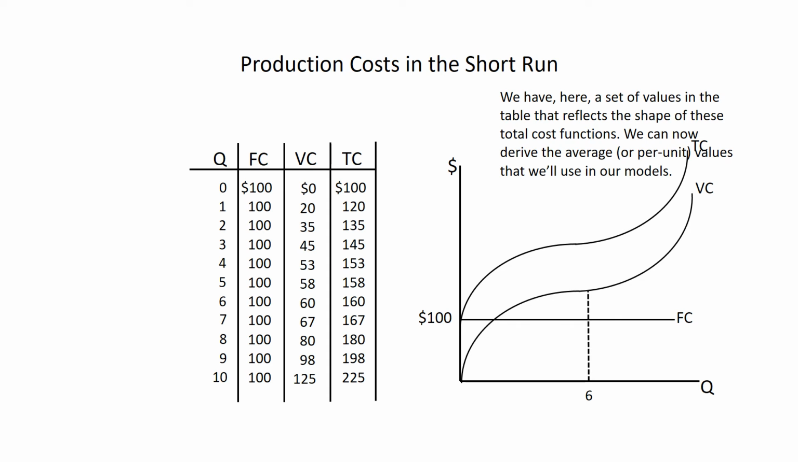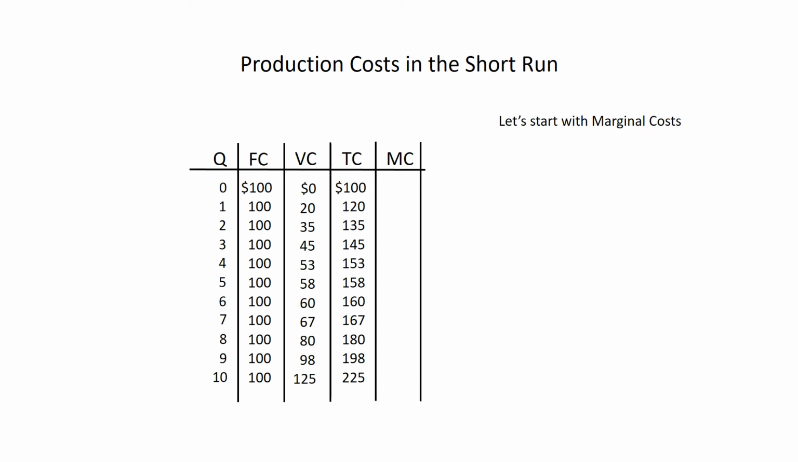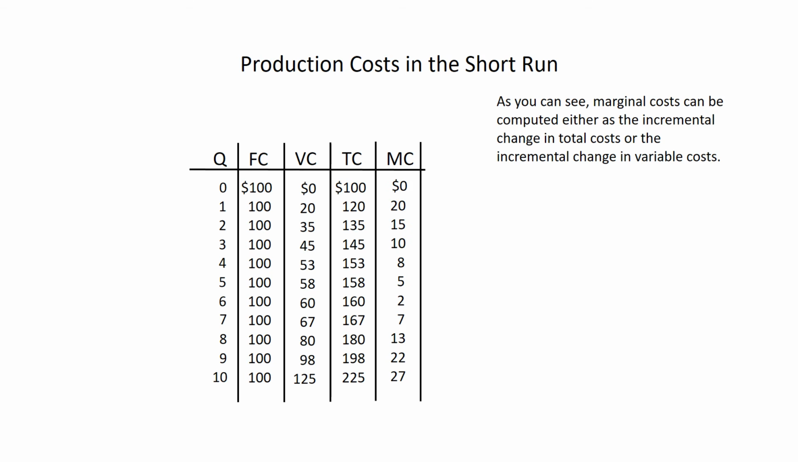We have here a set of values in the table that reflects the shape of the total cost functions: the total cost, the total variable cost, and the total fixed cost. We can now derive the average or per unit values that we'll be using in our models. But before we get into the average or per unit costs, let's derive marginal costs. As you can see, marginal costs can be computed either as the incremental change in total costs or the incremental change in variable costs.